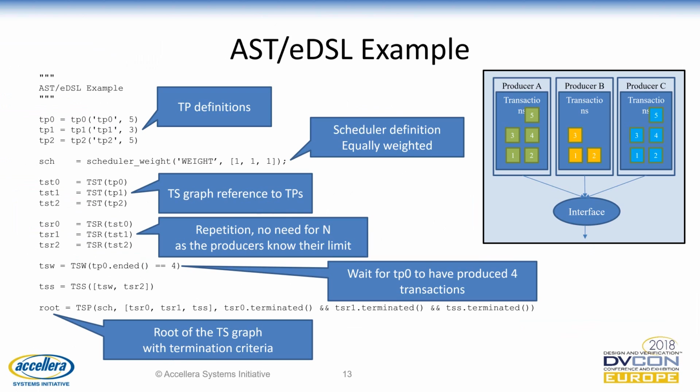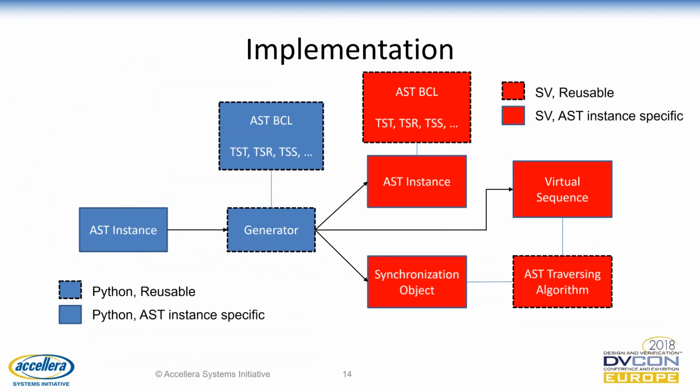If we look into how we did the implementation for actually supporting this, going from this specification to something that actually worked in a UVM test bench, then obviously we needed something that could read in an AST instance, which we call the generator. So this is a Python script that would read in this AST, and then based on an AST base class library in Python, we would assemble the graph from the different types of nodes. And of course, this AST BCL is reusable, so this could be used for any AST instance.